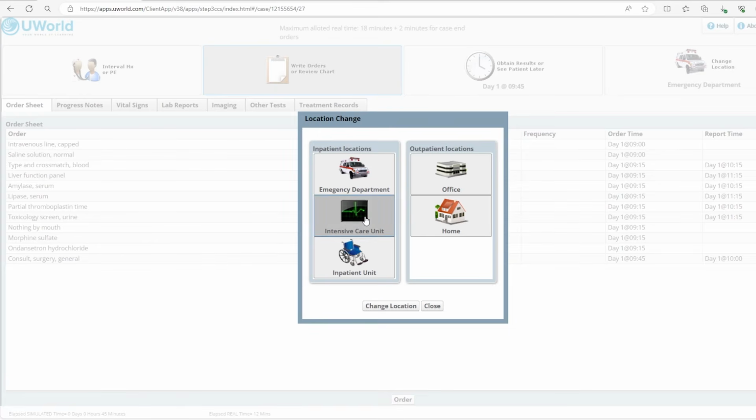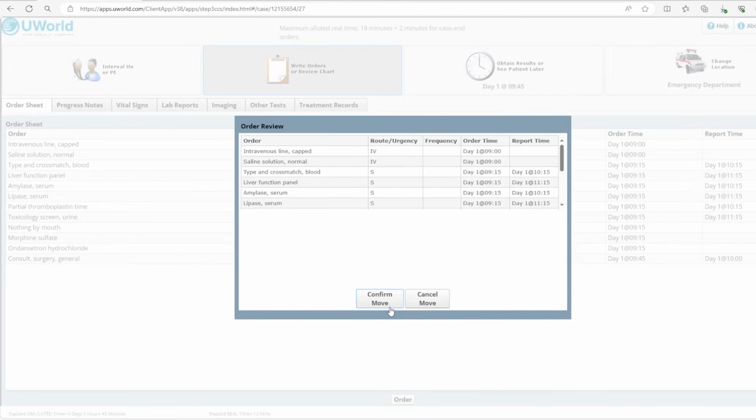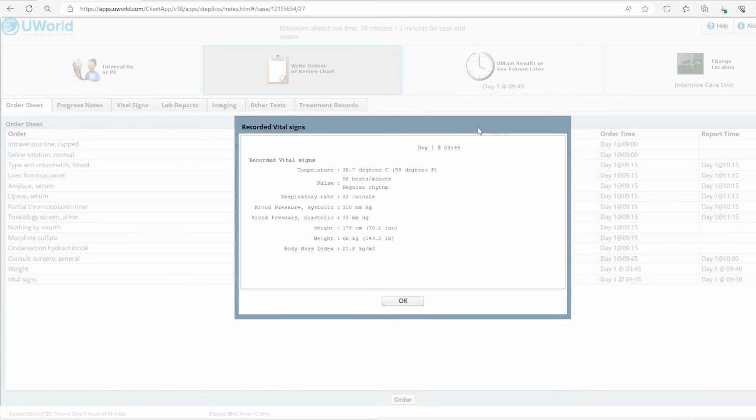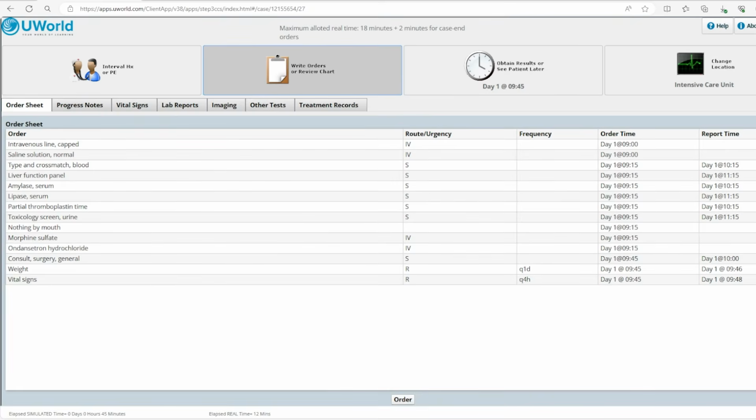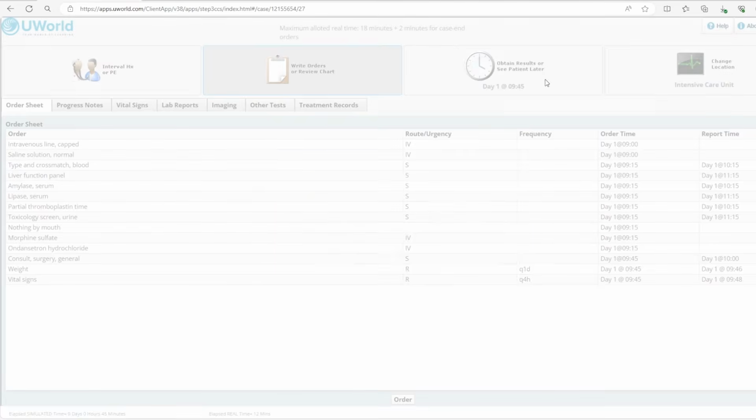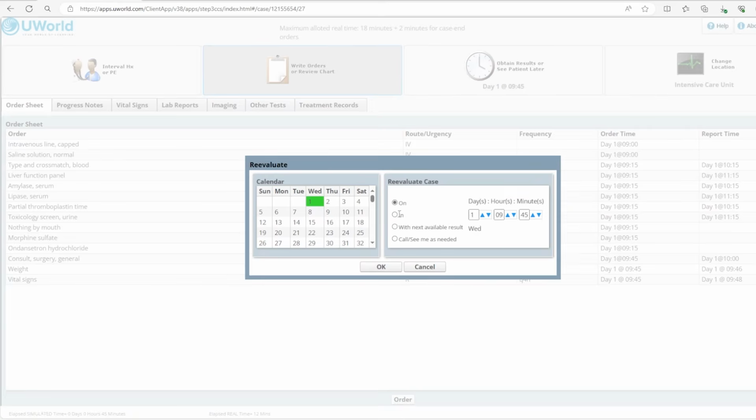So we're going to change the location here and click change location. And it's asking you to confirm the move with these orders. We're going to click confirm move. We got another set of vital signs. You can see the heart rate is still high, but the patient blood pressure is still normotensive. We'll click OK. Now the patient is in the ICU. And I'm gonna go again, click maybe in 1 hour to see the results of the other tests we ordered and the result of the surgery consult.